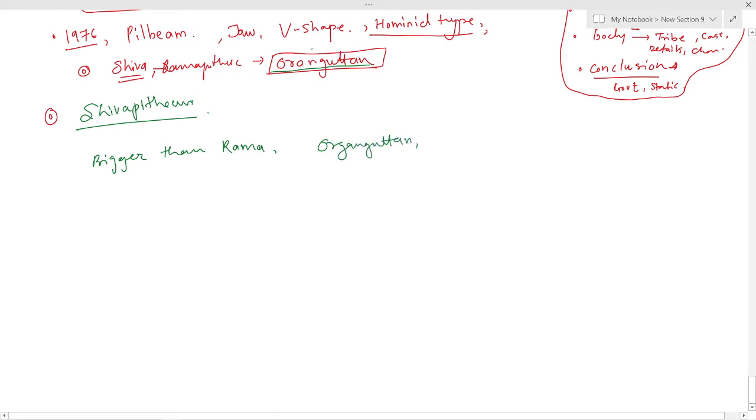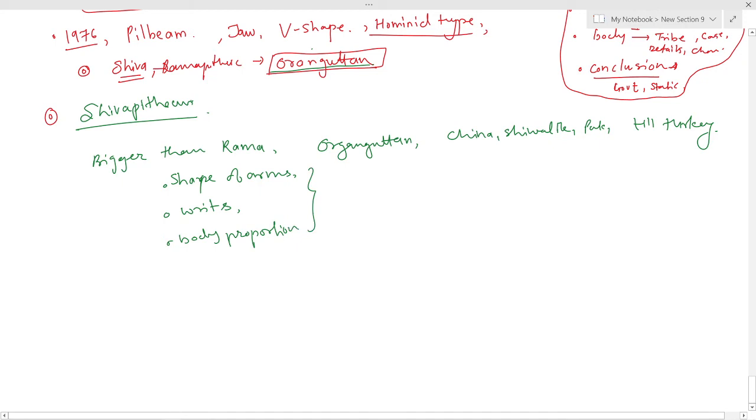Its distribution is definitely from China, right? Shivalik, Pakistan, till Turkey. So this is its complete region or reach. From the shape of the arms, the wrists and body proportion, paleontologists found that Shivapithecus spent more time on the ground but also spent time on trees.